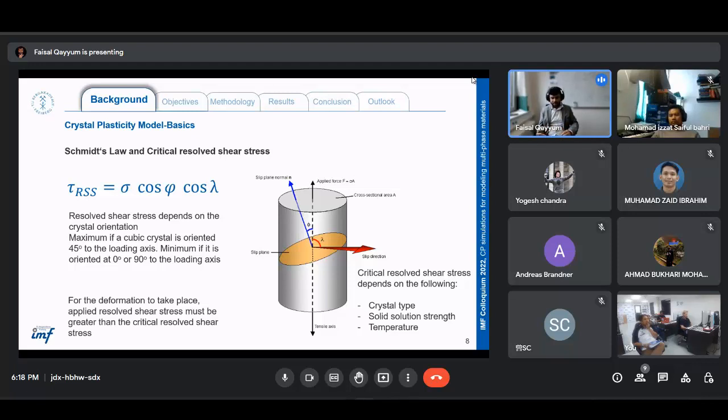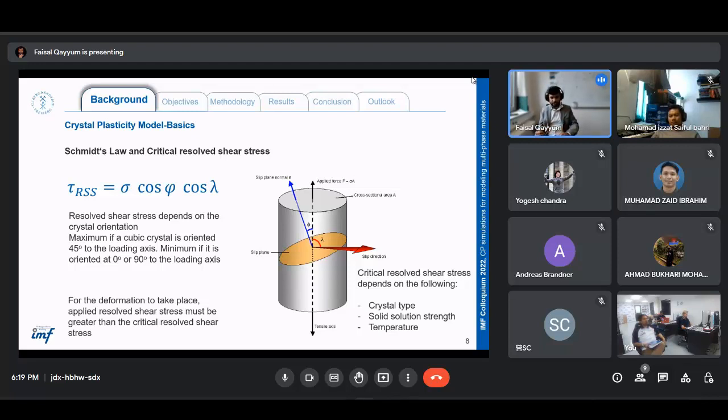So it is a very simple equation on how the stress is applied, versus the cosine of the angle between the load and the slip plane normal, and the cosine of the angle to the slip direction. Based on that we can always resolve it to identify the resolved shear stress, and then compare it with the critical resolved shear stress. Generally, the resolved shear stress is maximum if a cubic crystal is oriented at 45 degrees to the loading axis, because at that angle the slip plane will be fully aligned with the load which we apply, and it will be minimum if the orientation is 0 degrees or 90 degrees.